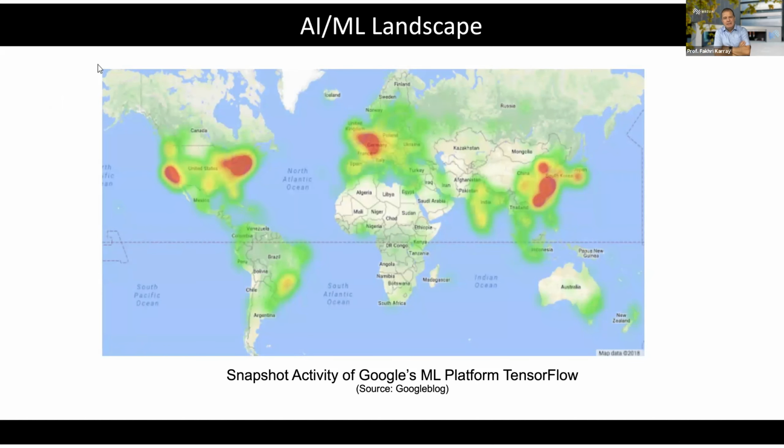So let me provide here the AI machine learning landscape. This is a screenshot, at a particular day, of the activity of Google's machine learning platform TensorFlow around the world. The darker the spots, the more usage of the TensorFlow platform in that particular location. You can see it spread out all over the world, with North America, Southeast Asia, and Europe having the largest part of the usage of this platform. TensorFlow, for those who are not familiar with it, is a platform for machine learning that Google has developed, and it's basically a library that people use for machine learning development tools.